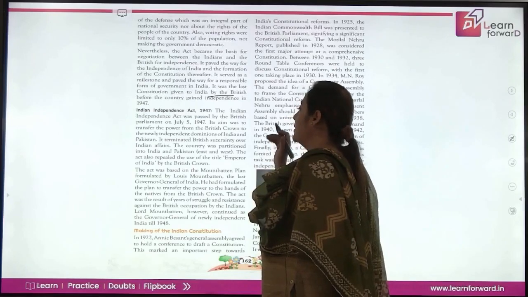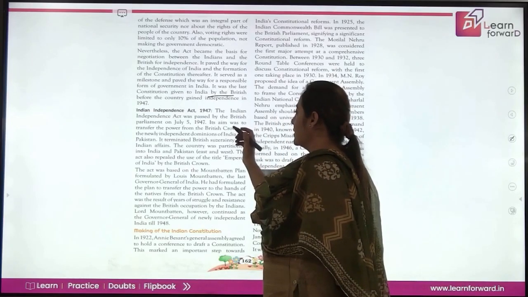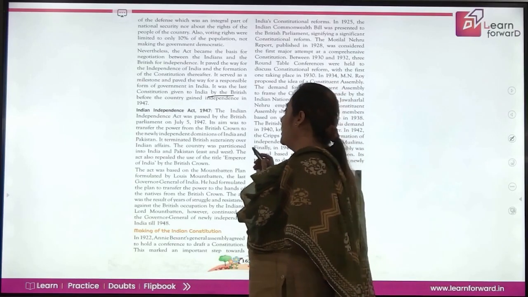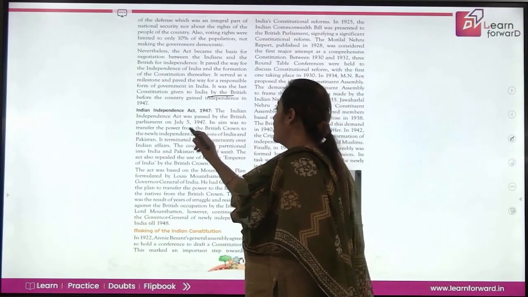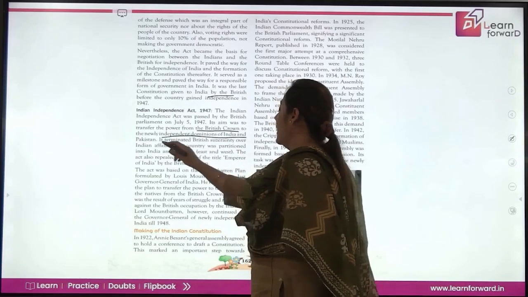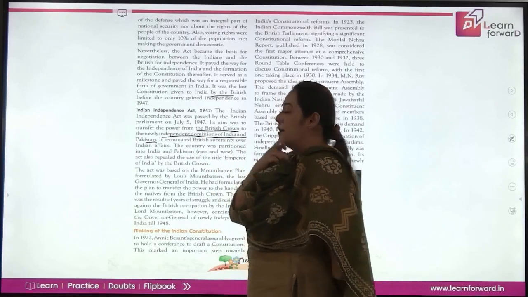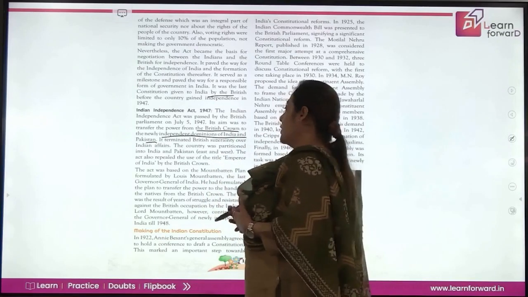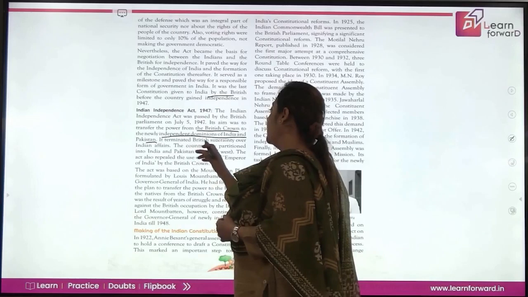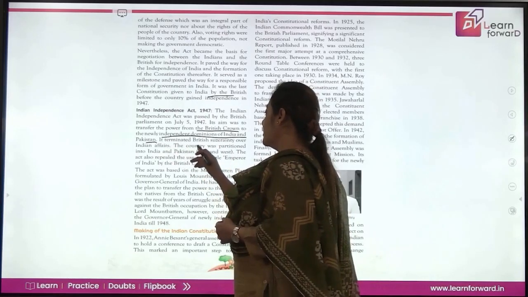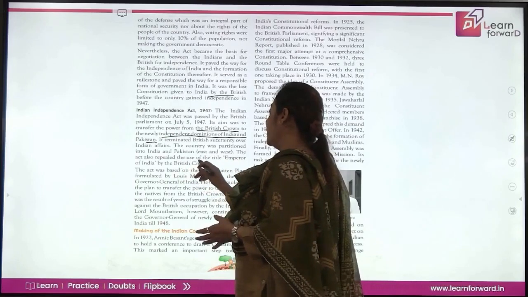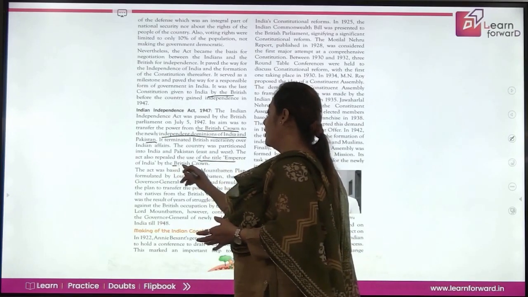Indian Independence Act जो पास हुआ था, ब्रिटिशर्स ने पास किया था पार्लियामेंट में, वो जुलाई 1947 को. इसका मेन एम क्या था? It was to transfer the power from British Crown to the newly independent dominions of India and Pakistan. तो उन्होंने ये जो सारा राज था ब्रिटिशर्स के पास जो राज था उन्होंने इंडियन डोमिनियन्स को दे दिया था और पाकिस्तान को. It terminated British authority over Indian affairs. The country was partitioned into India and Pakistan. The act also repealed the use of the title Emperor of India by the British Crown.